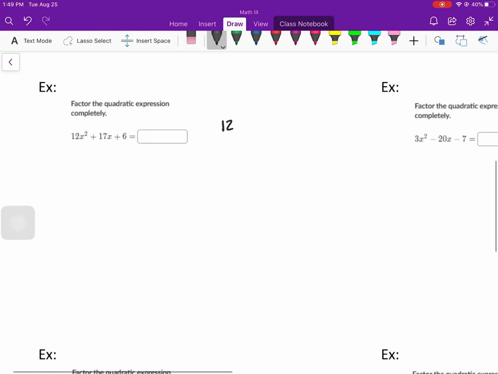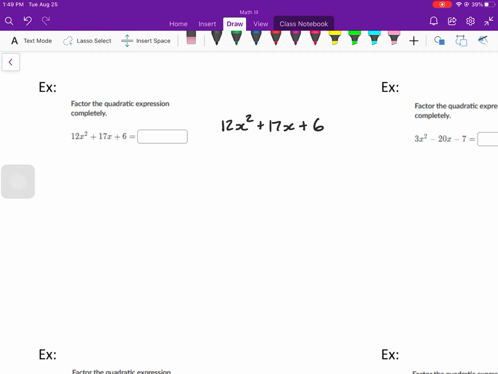So if we have, like this first example, 12x squared plus 17x plus 6, there's nothing that is in common. 17 is a prime number. There's nothing I can factor out from all three of these. I know 12 and 6 have something in common, but nothing with the 17. So we're going to do what's called grouping.